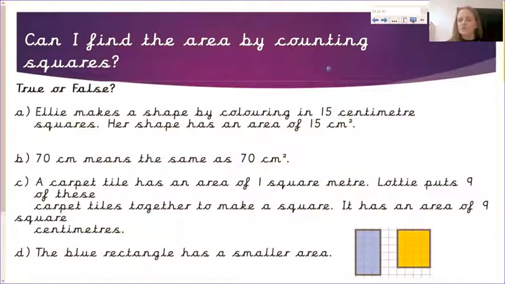Some true or false questions. You're going to write A and give me a true or false, and then give me a reason behind your answer for these. Ellie makes a shape by coloring in 15 centimeter squares. Her shape has an area of 15 centimeters squared. Is that true or false?